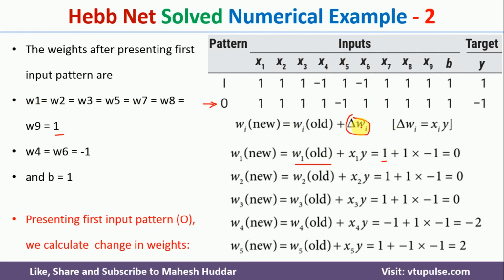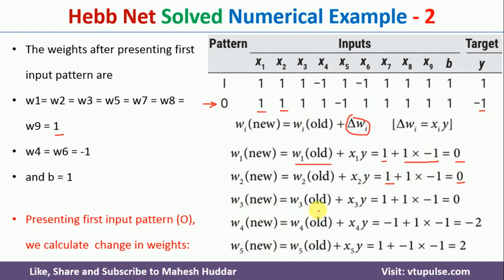Now delta Wi. Delta Wi is nothing but what? X1y. X1 is what? In this case 1. Y is equal to minus 1. So 1 into minus 1 I have written here directly rather than calculating it separately. So what is the answer I will get? 1 plus minus 1, which is equal to 0. W2 new is equal to W2 old, we have already calculated, that is again 1. So that I have written here. X2y. X2 is what? 1. Y is what? Minus 1. So 1 into minus 1 is again minus 1. 1 plus minus 1 is 0 again here.